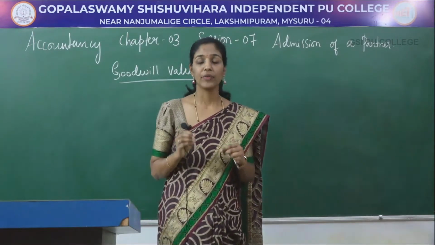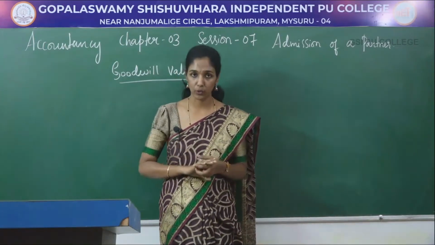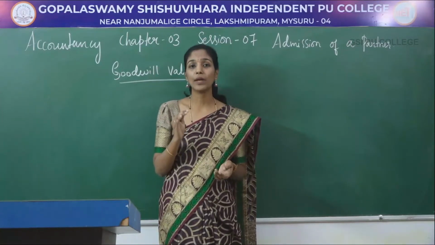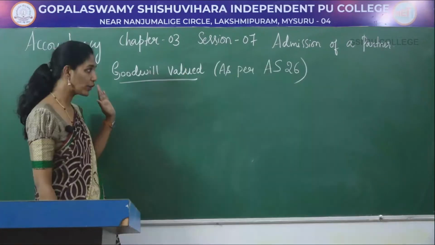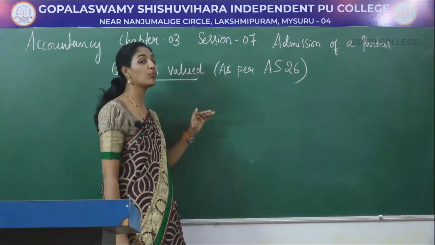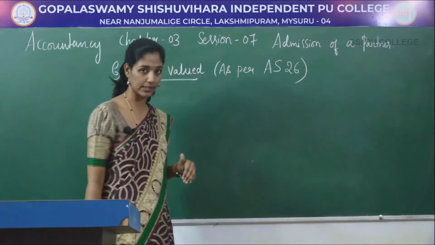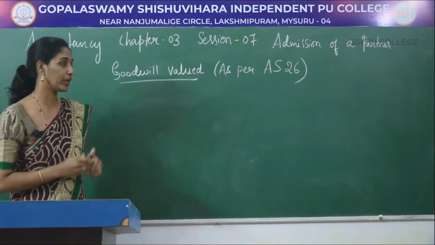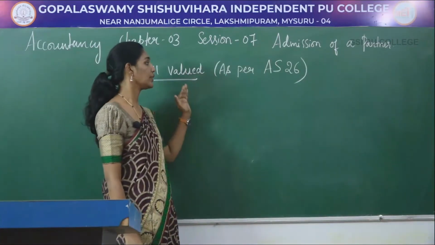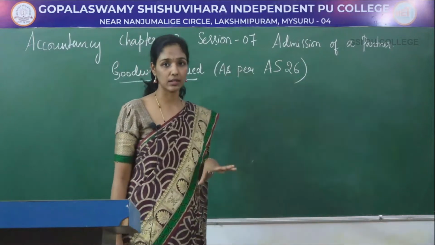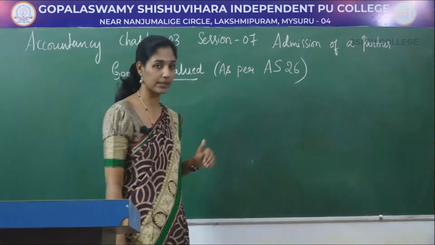In case if he is not able to bring his share of goodwill, then firm has to create goodwill for its full value in order to compensate the old partners who sacrifice a portion of their future profits to the new partner. When goodwill is valued, then we have to treat this adjustment as per AS-26.